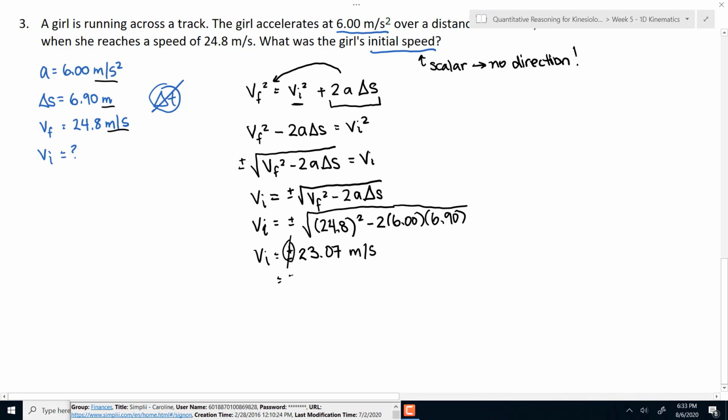My answer is just 23.07 meters per second. That's my V initial. All right, so that's the final answer. The girl's initial speed is 23.07 meters per second.